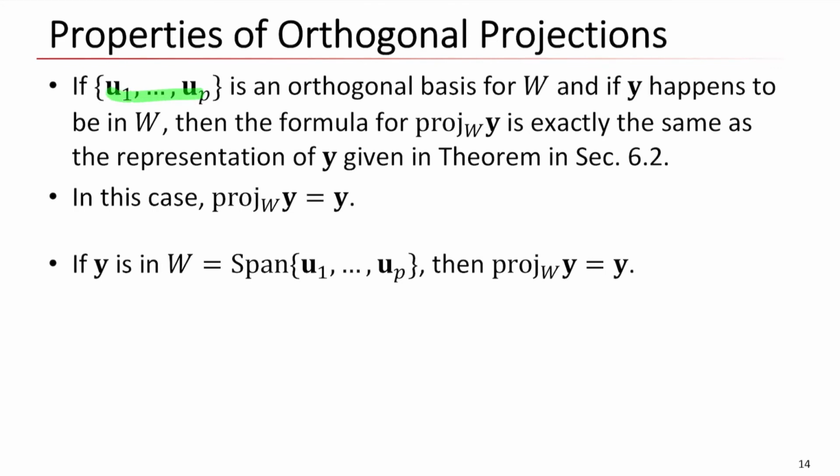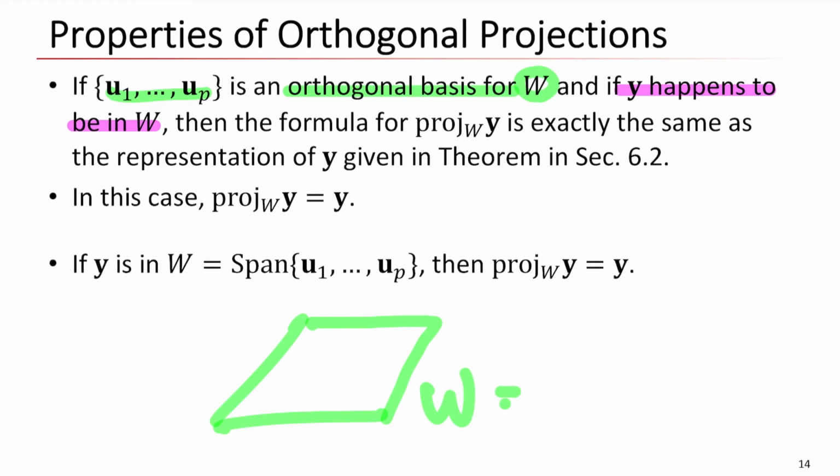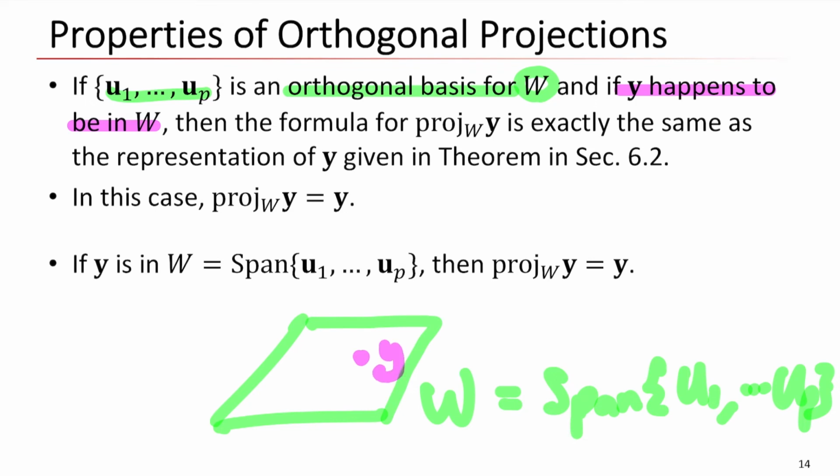Okay. If u1 through up is the orthogonal basis for W and y happens to be in W, so what does it mean? If there is a W here spanned by u1 through up and y happens to be in here, then the projection onto W of y is exactly the same as y here.